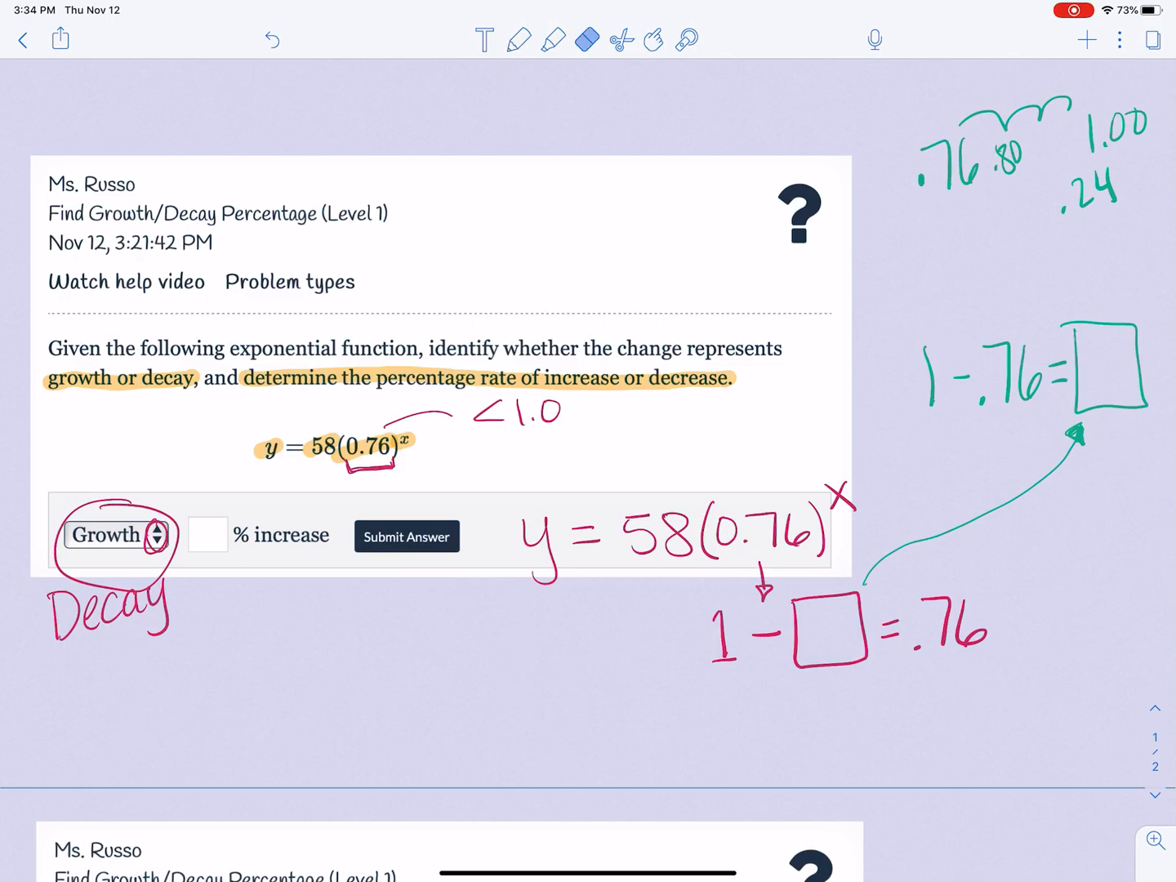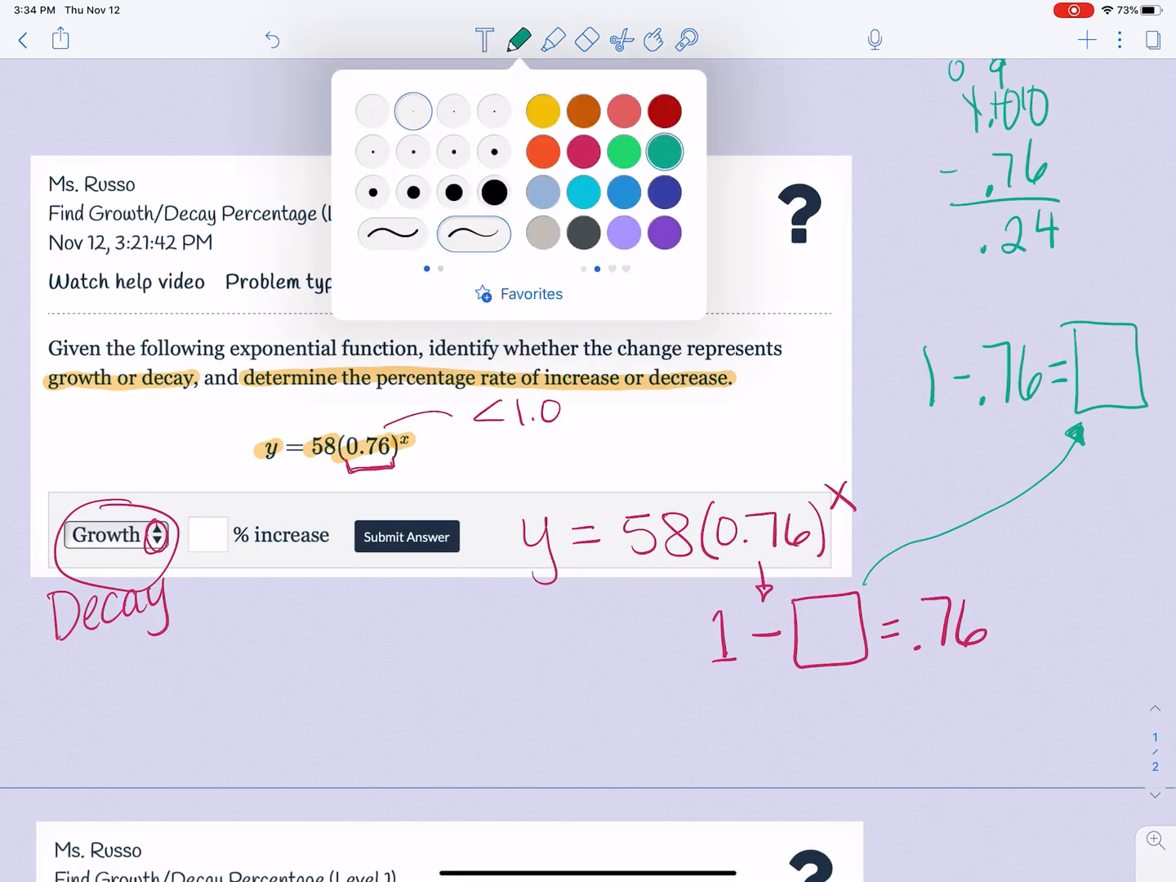What you can also do is take your $1 and take away your 0.76. Now this one's a little bit trickier because you have all this borrowing to do, but you're welcome to do that. Whatever method works for you. 9, 10. So then I get 4 and I get 0.24. The important thing is that we find out that this is 0.24.